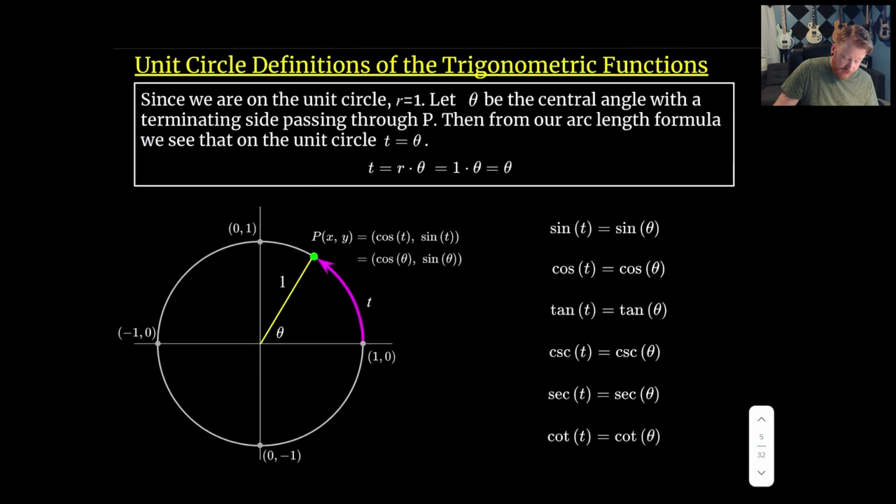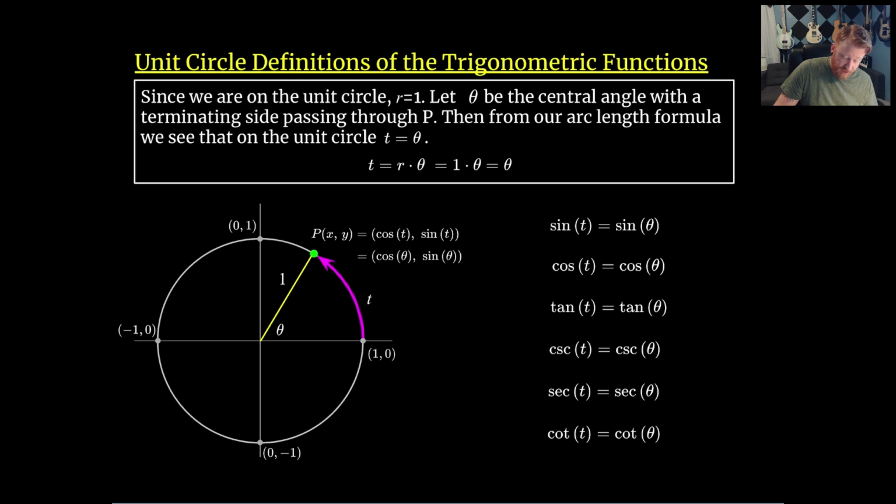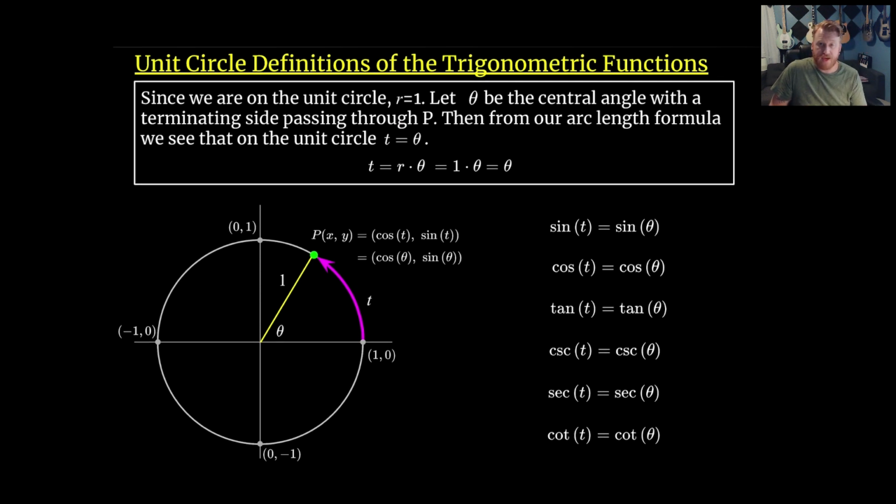So now we are going to relate what we have defined for these trig functions back to an angle. Since we are using the unit circle, remember that our radius here is just equal to 1. If theta is some central angle with a terminating side passing through P, that's still associated with T, but now this angle and T are related. Then from our arc length formula that we saw before, we just get that T is equal to theta, and this is the punchline here.